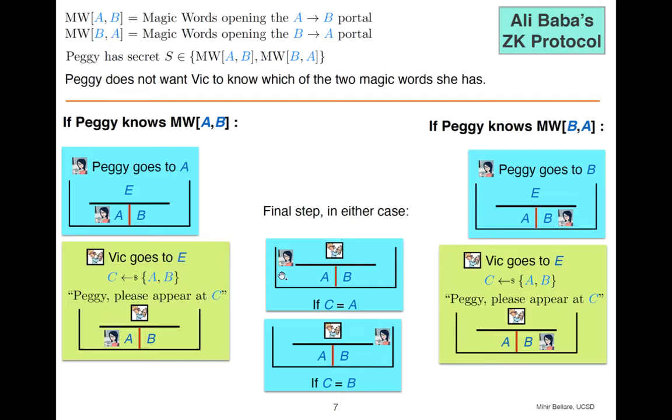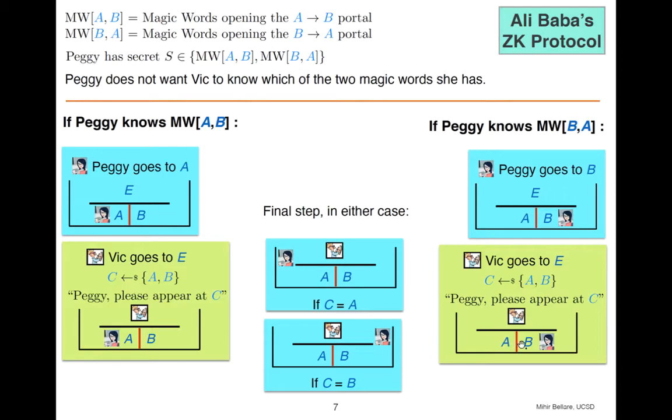Just as in the first case, he says, please appear from either A or B, where I'll pick that choice, call it C, at random. Of course, Vic is doing the same thing here as before. He has no idea in which situation he is. It's only Peggy who knows the difference. And now we claim that Peggy can again comply. Why is that? Suppose the request was to appear at point A.